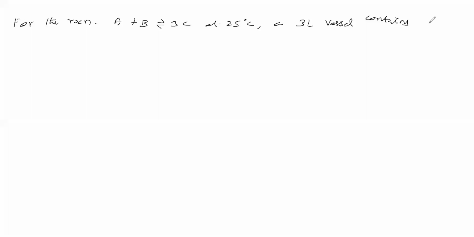Let us go for the next question. For the reaction A plus B gives 3C at 25 degrees Celsius, a 3-liter vessel contains 1, 2, 4 moles of A, B and C respectively.